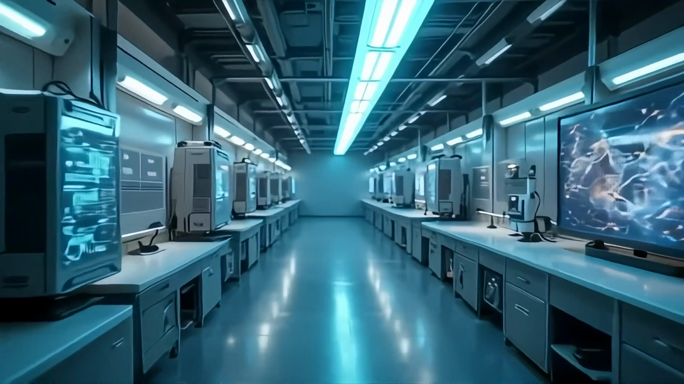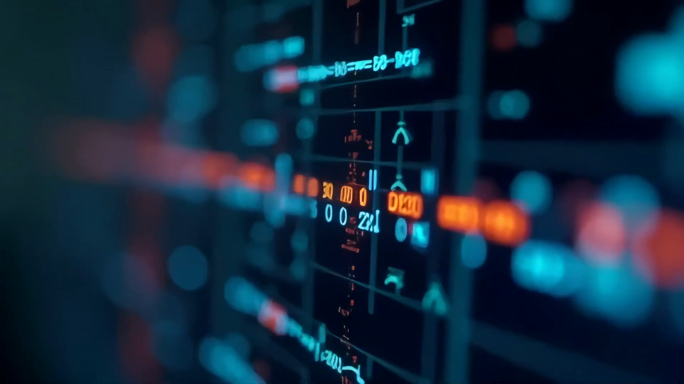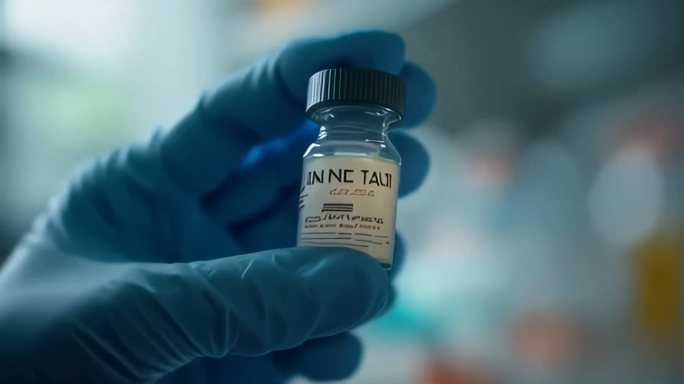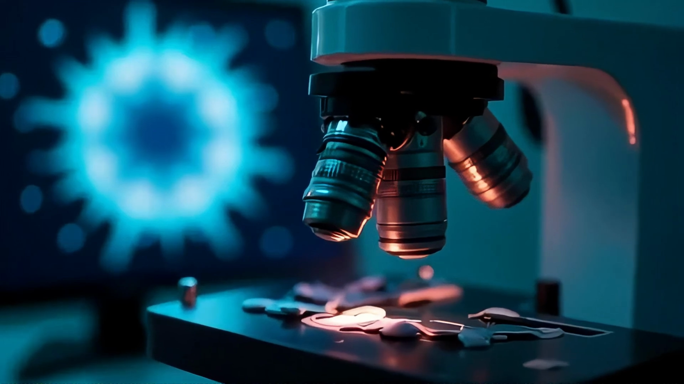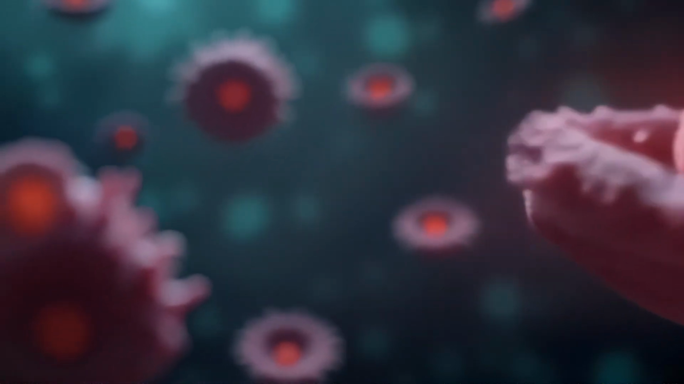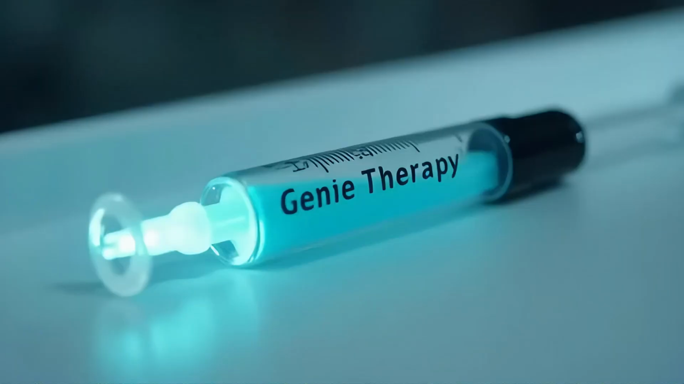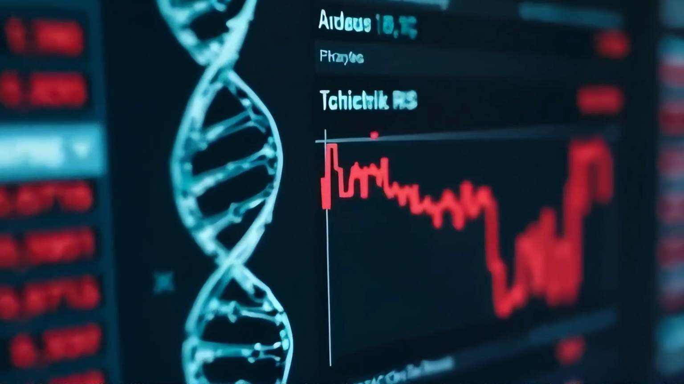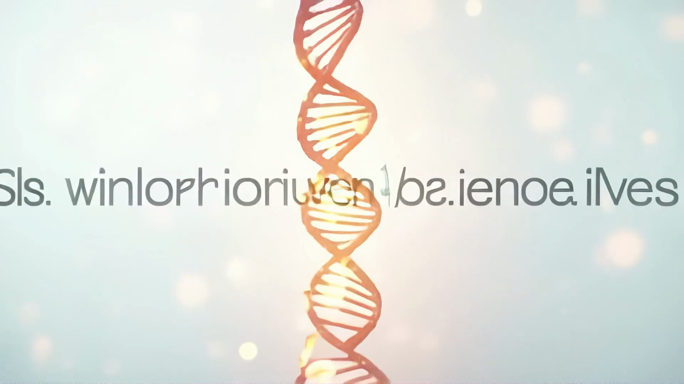First, applications of DNA in medicine. 1. Genetic diagnosis. DNA analysis is used to detect genetic disorders, such as cystic fibrosis and sickle cell anemia. It helps identify genetic mutations that increase the risk of diseases like cancer. 2. Gene therapy. Healthy genes are introduced into a patient's cells to treat genetic disorders. It is being used to address conditions such as muscular dystrophy and certain types of cancer.